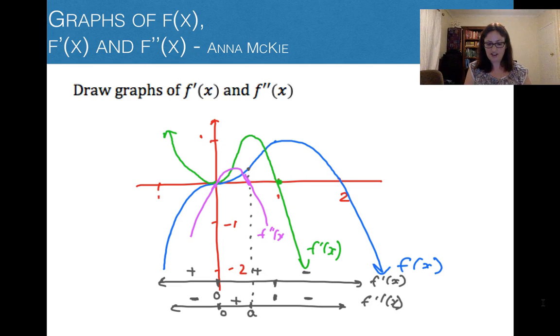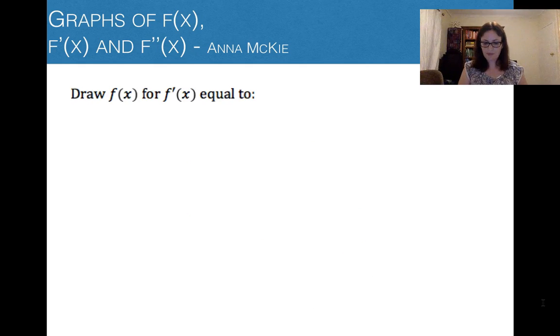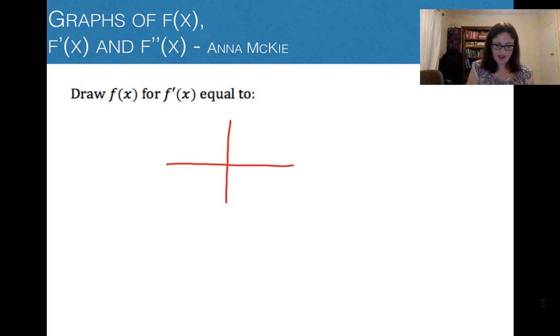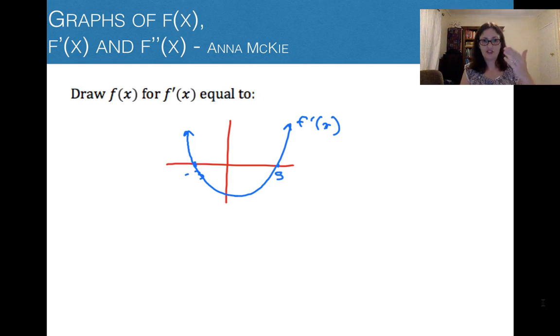There's a lot to take in there. This is a hard concept to get your head around. I do understand that. And one more. If you've been given the derivative graph, so I'm going to draw you one that looks like this, and I'm telling you at -3 and 5, I'm drawing a parabola. This is our first derivative function. I want you to draw the function.